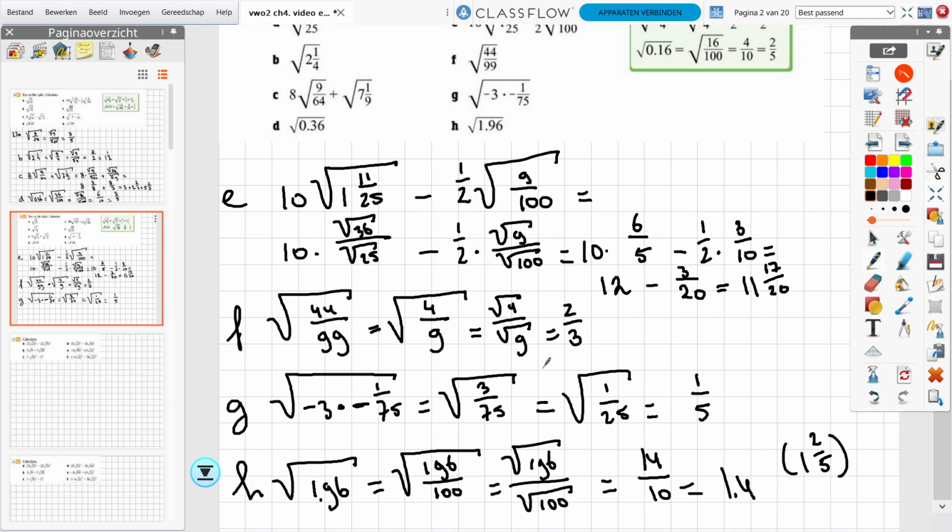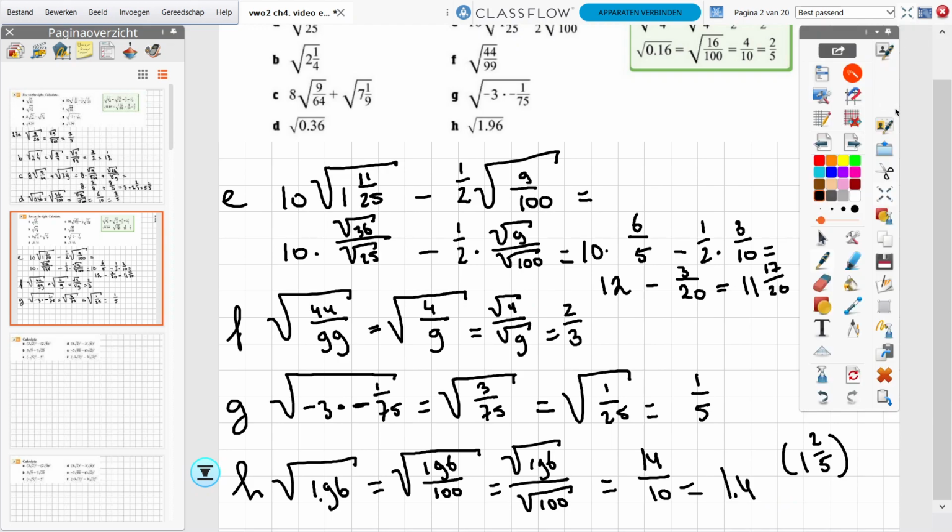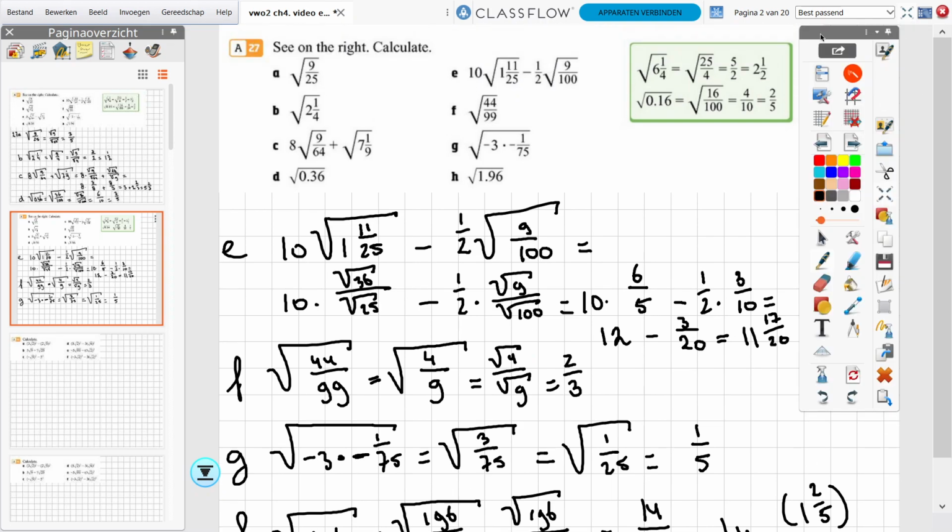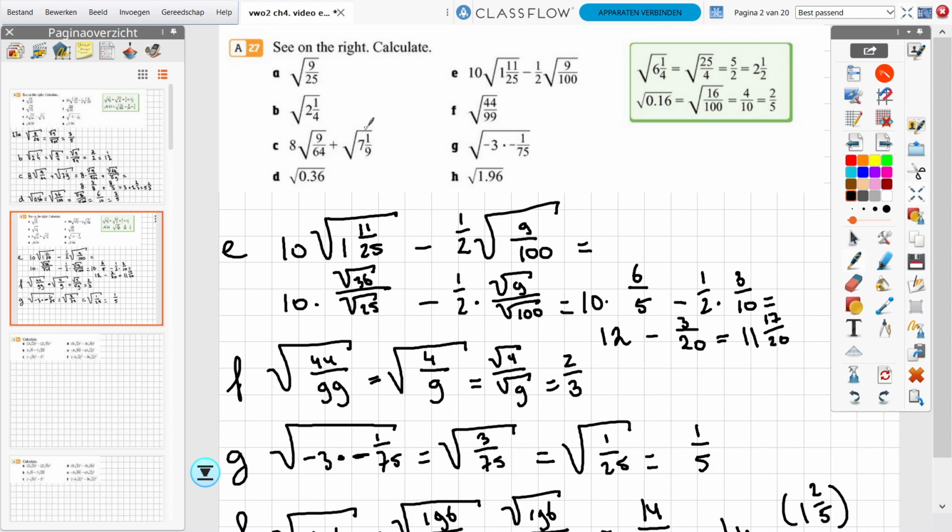Okay, so hopefully with those examples you now know what to do, and you should not be panicking when you find fractions or decimal numbers combined with roots. Good luck.